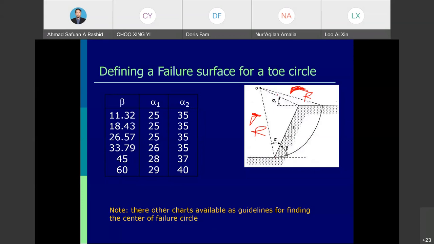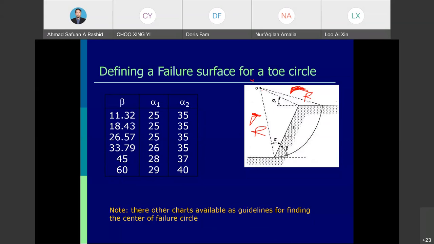And then we may try another point nearby the center, until we get what we call the optimum value of the FOS. If we are doing it manually, it will take a longer time to complete one analysis. That's why when we refer to any reference book, they will ask to use commercial software, where the software can carry out up to 2,000 analyses within less than 1 minute. But we need to know what parameters or inputs to include in the software itself. So that is how to define the failure surface for auto circle.